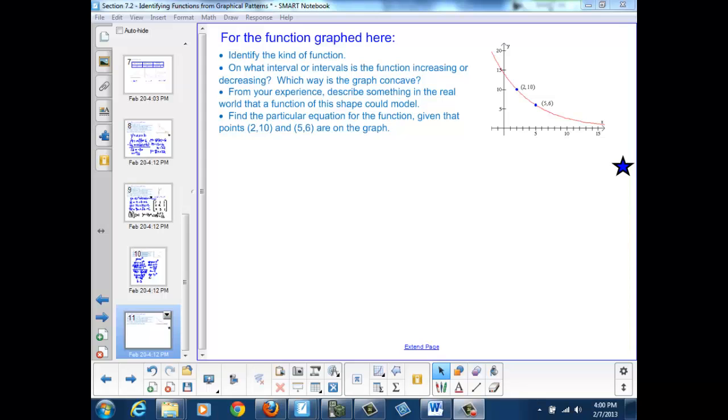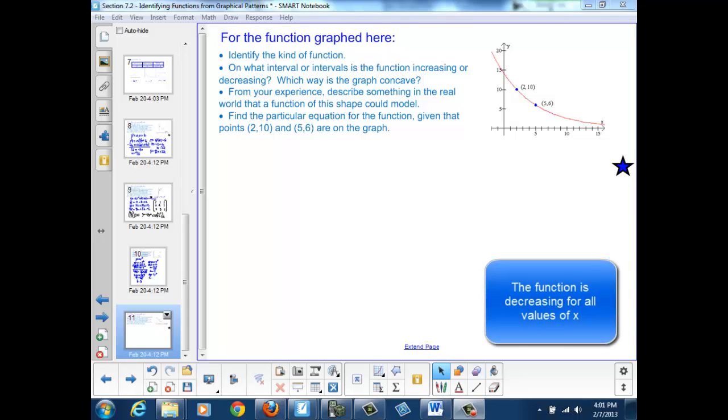Finally, let's take a look at one more example. Here we have a graph that is falling and doesn't go through the origin, but crosses the y-axis. So that tells me that it's an exponential function where our base is less than 1. We have a decreasing exponential function. On what interval or intervals is the function increasing or decreasing? Well, this graph is decreasing across its domain, which is all real numbers.